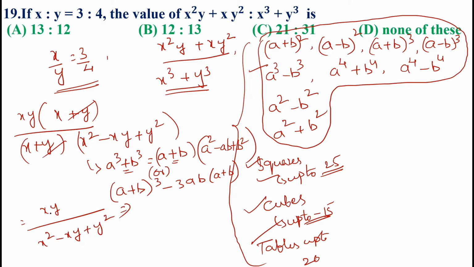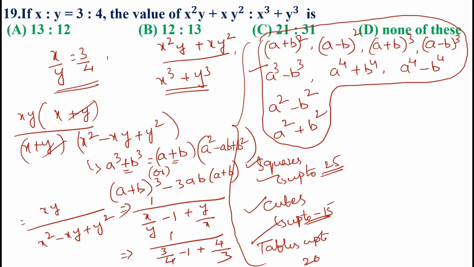If we divide numerator by xy and denominator by xy, then it will become 1 by (x square by xy, that is x by y, minus 1 plus y by x). Then 1 by (x by y minus 1 plus y by x): they have given 3 by 4 minus 1 plus y by x, which means 4 by 3. Calculate this one.